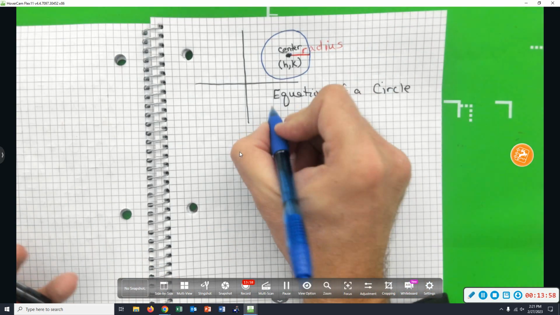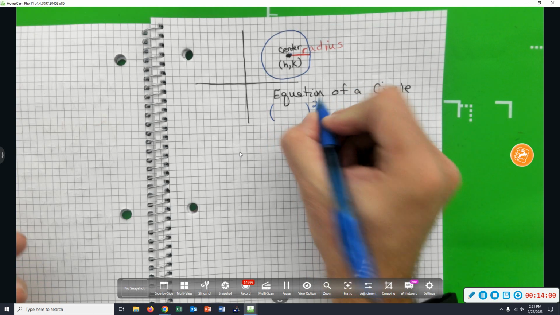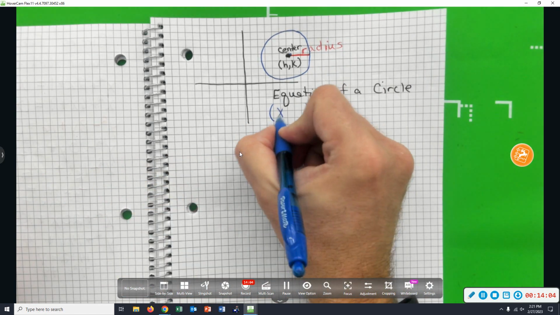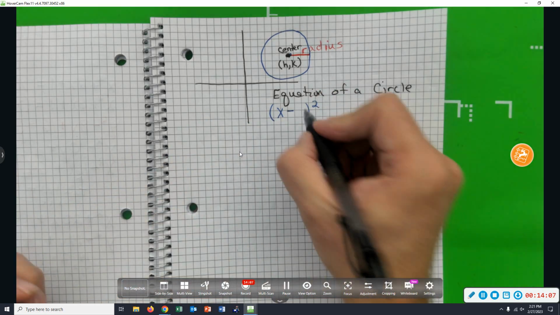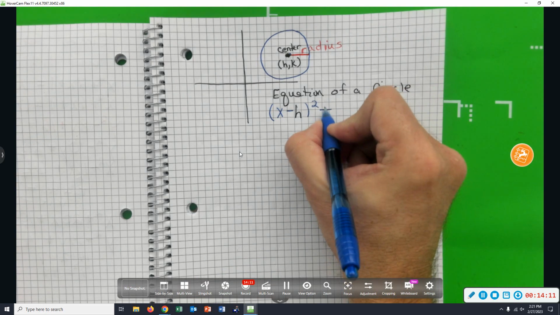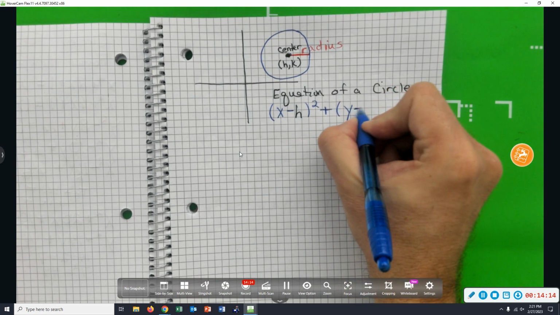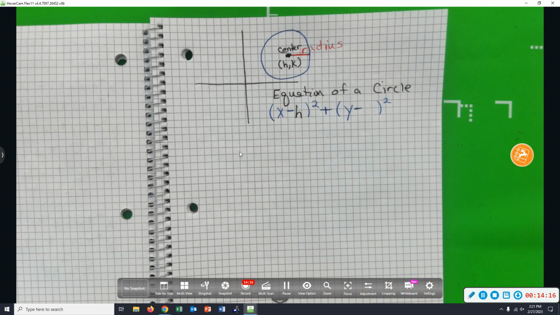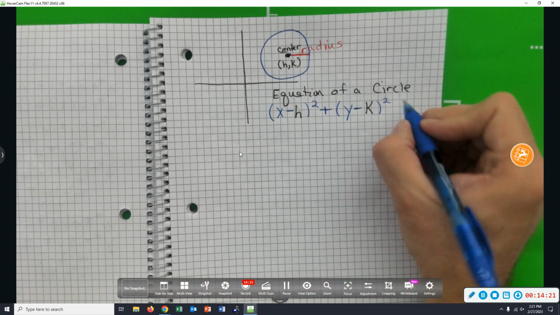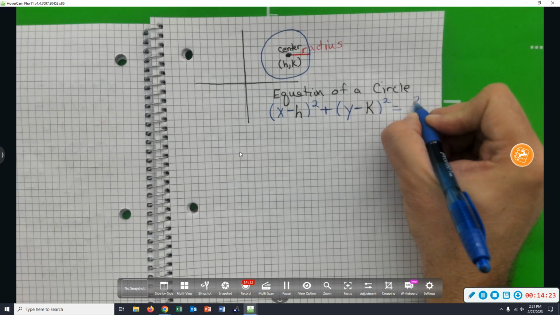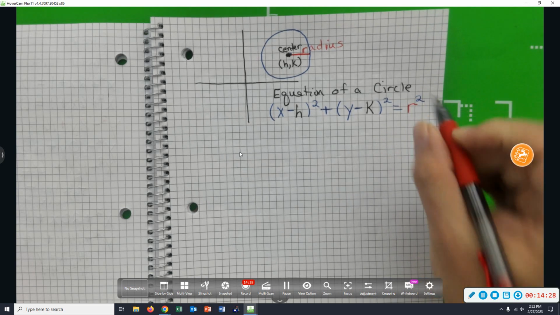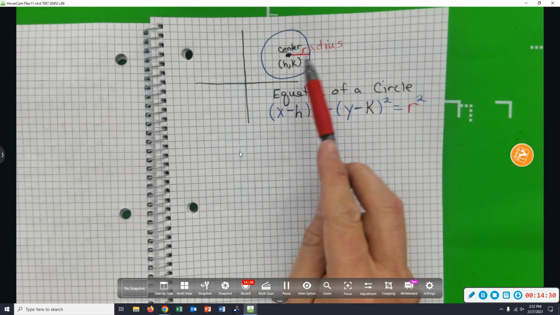It's x minus h squared plus y minus k squared equals the radius squared. In order to write the equation of a circle, there's no way around it. You've got to know the center and the radius.